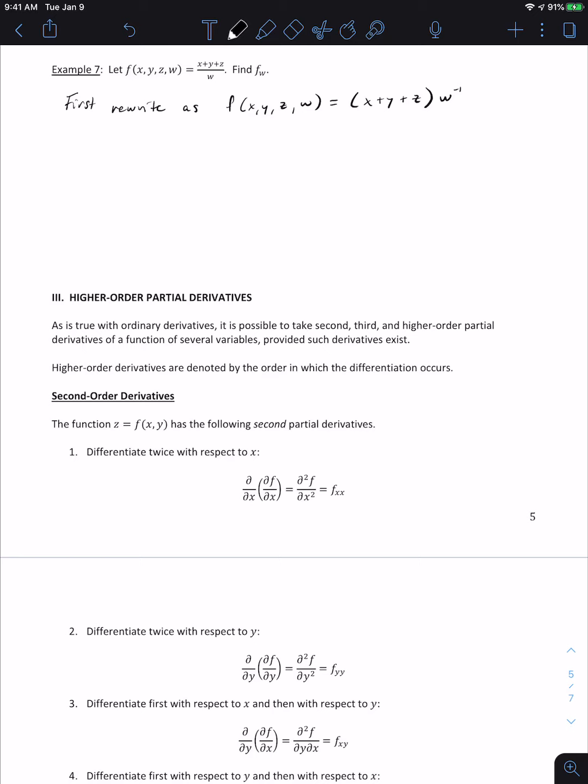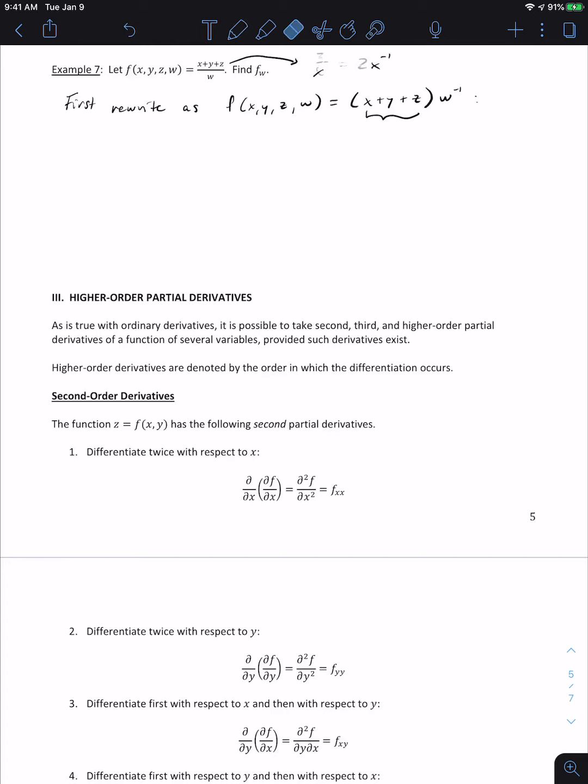right? Because now when I go to take the derivative with respect to w, I just treat this like a constant, and it's kind of like if I had something maybe like 2 over x, right? Well, what would you do? You think about it as 2x to the negative 1, and then when you take the derivative, you'd end up getting negative 2x to the negative 2, right? And that's kind of what we'll get here.